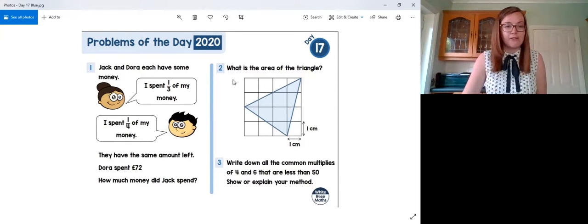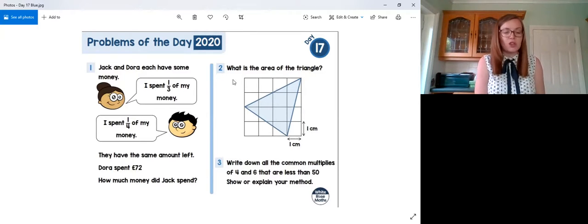Okay, one question left then for day 17. Question 3 says, write down all the common multiples of 4 and 6 that are less than 50. Show or explain your method. So have a go at this one, see if you can explain to someone or write it out on your piece of paper. How do you get these?